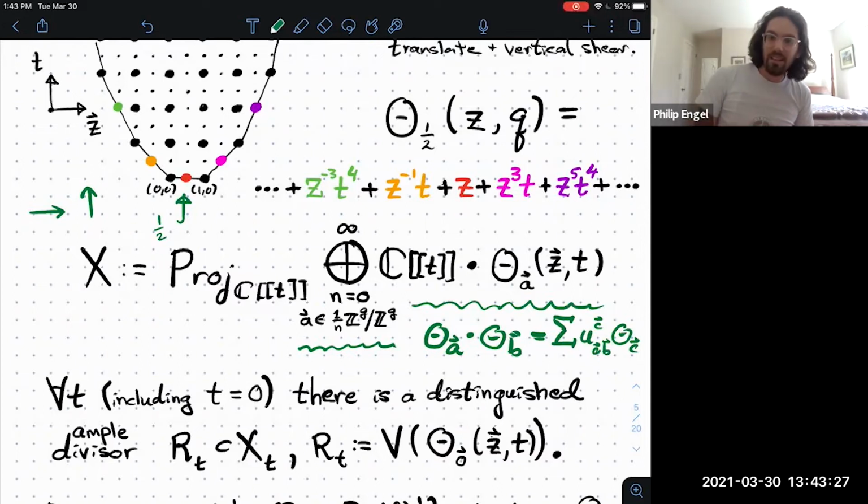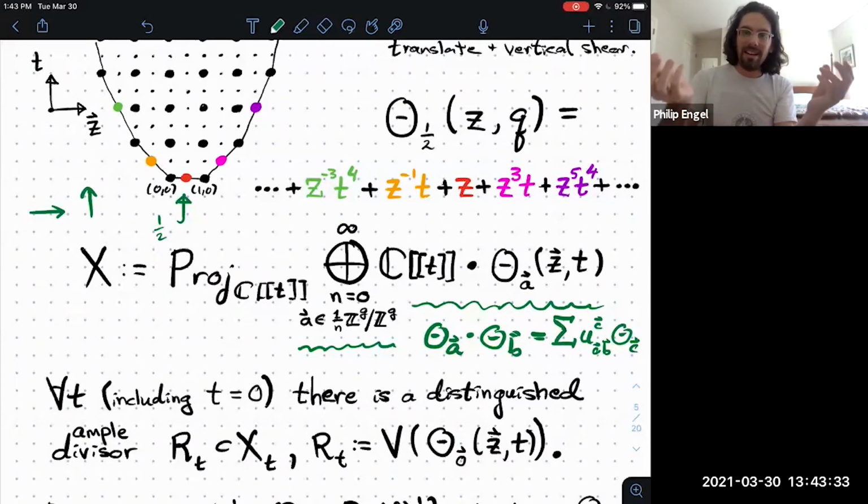By the way, the multiplication, if the denominator is n in one and m in the other, it's n plus m in the product.